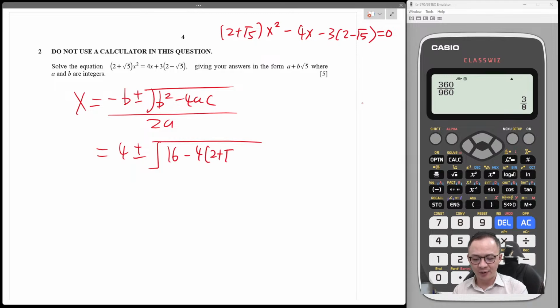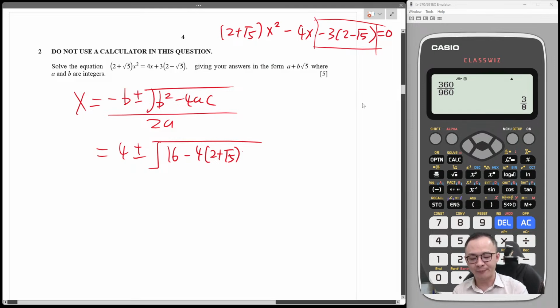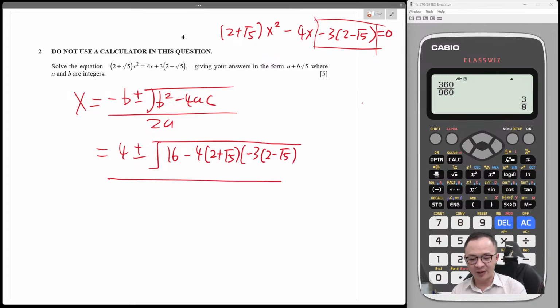A is this value. C has the negative, do you see? C actually is negative 3. So negative multiply negative here will become positive. Then I just, or you can do it later also. Negative 3, 2 minus 5, divided by 2a.